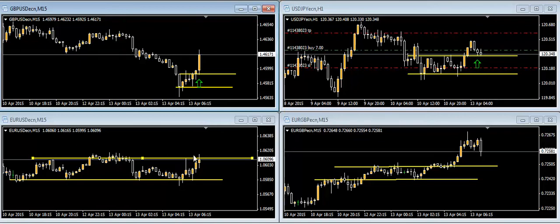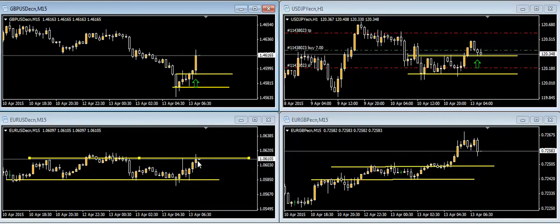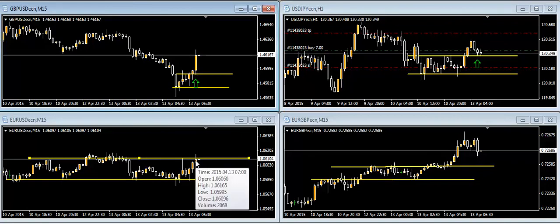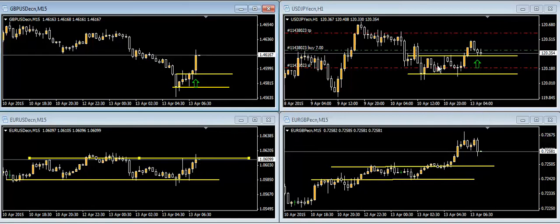Looking at the Euro USD, it actually failed to break over the resistance line. So we'll see what happens next. But for right now, let's still focus on my USDJPY trade. So again, I'll be back in a while to see what's going on.